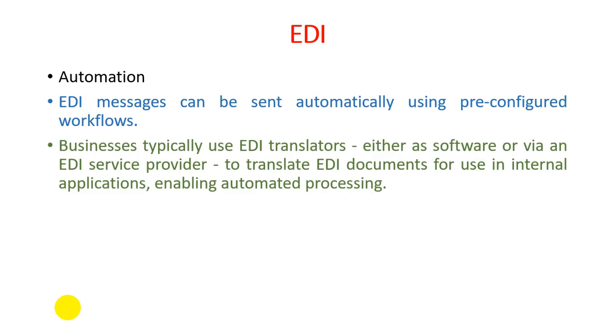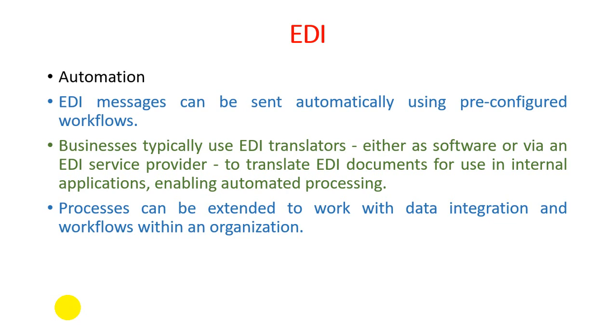Businesses typically use EDI transactions, or we can say a translator, either as software or via an EDI service provider, to translate the EDI documents for the use of internal applications, enabling an automated process. Because first they want to set up their organization, after that they want to communicate with other EDI processes. So it is very easy to communicate between two parties with the help of EDI.